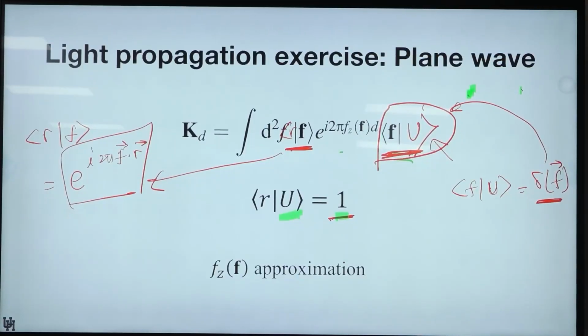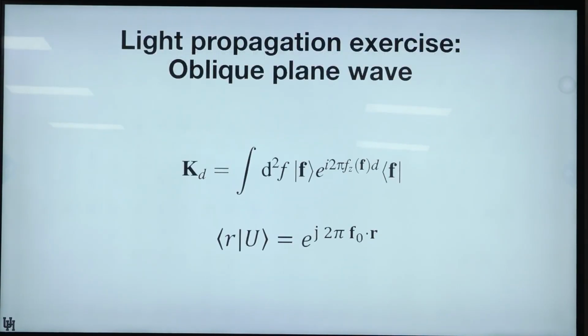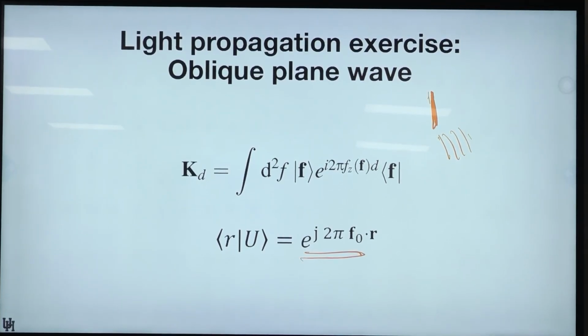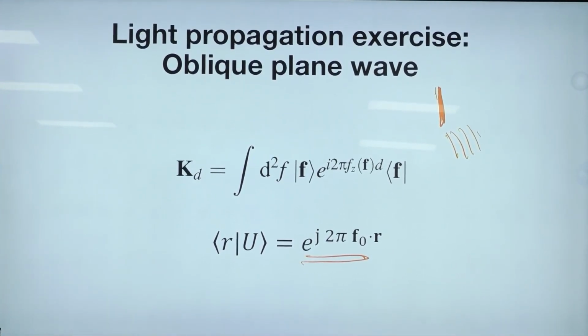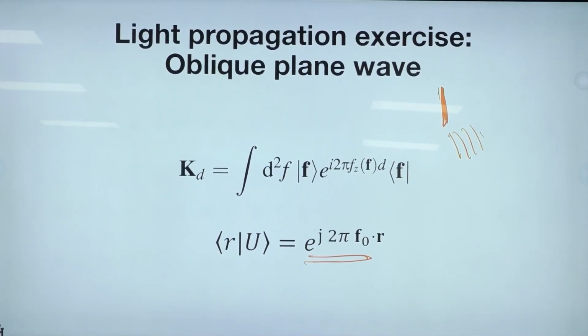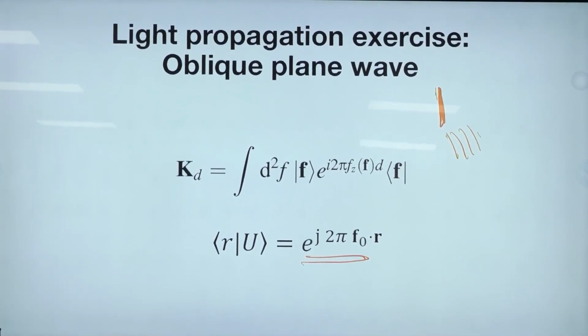So the next thing I want you to do is, instead of a plane wave which is constant, if it's a tilted plane wave, slightly tilted, so it's coming at a slight angle, then what is the answer? This is something I want you to figure out, and the Gaussian as well. You can pause the recording for now.